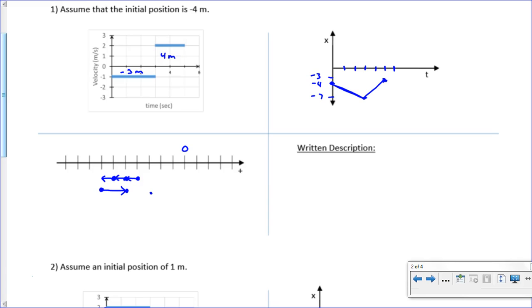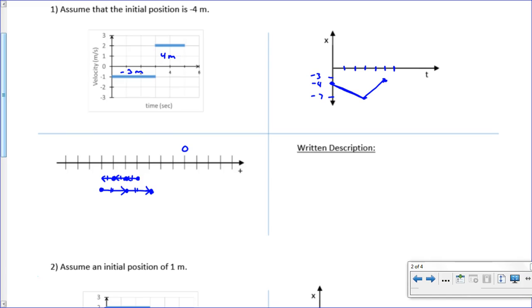A dot here, and then a dot up here. I'll put in the congruency marks. All right, and that looks good.